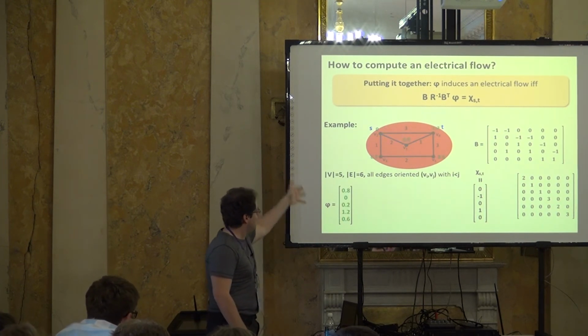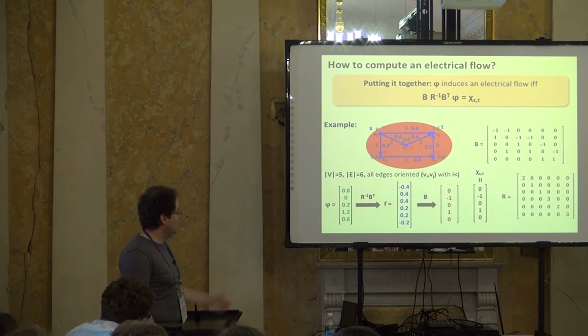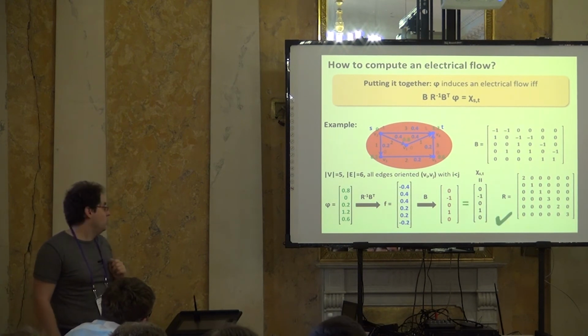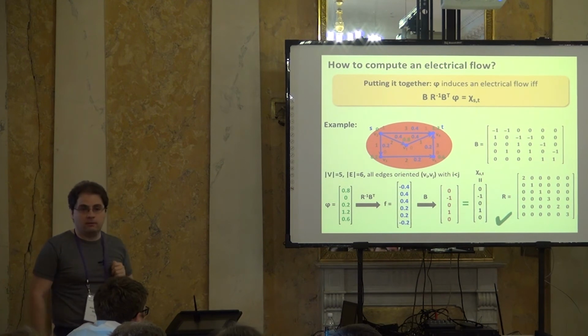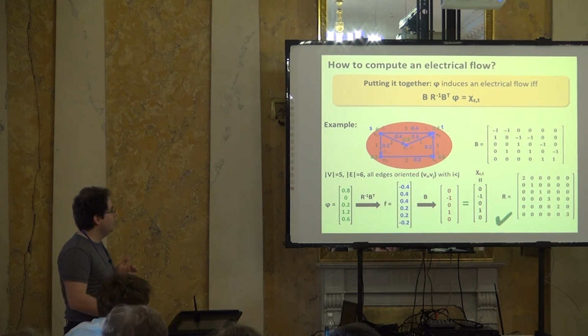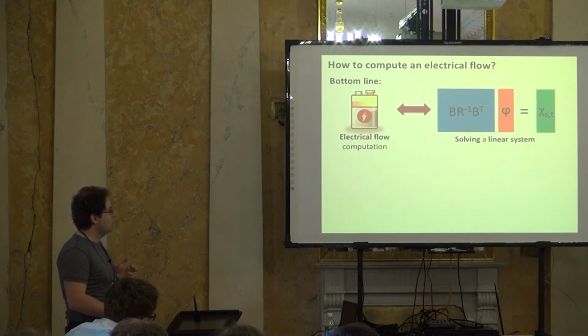But if you magically come up with the right numbers, you will realize that this is the flow that you get. And when you check the balances, you get exactly the pattern that you need, which shows that this indeed is an electrical s-t flow in our graph. So all you have to do is come up with these magic phis, but this is exactly a linear system. This is just a matrix, this is your unknowns, and this is the vector B that you would like to match. So it's exactly solving a linear system with this matrix.